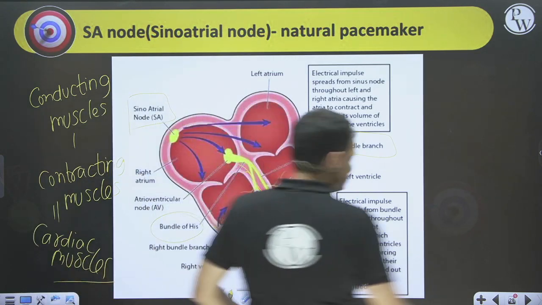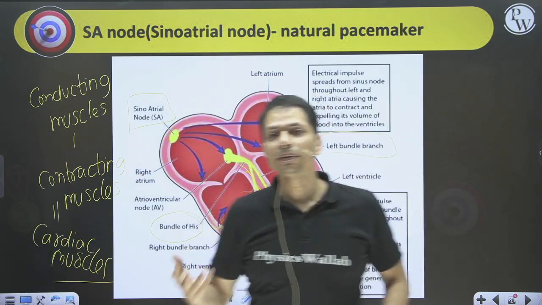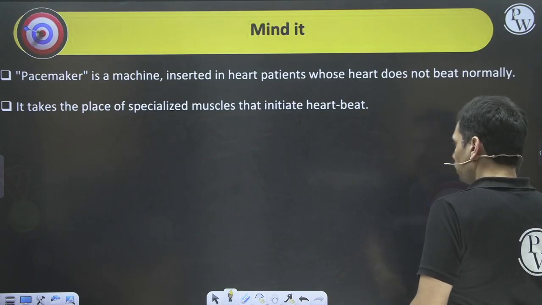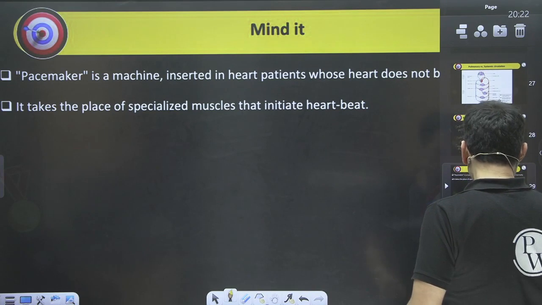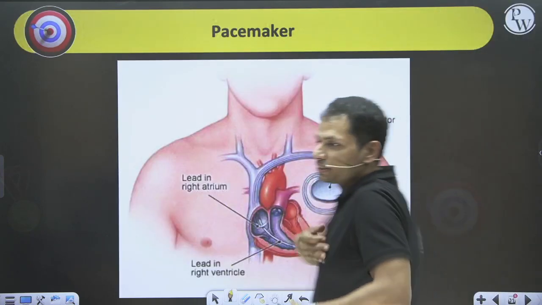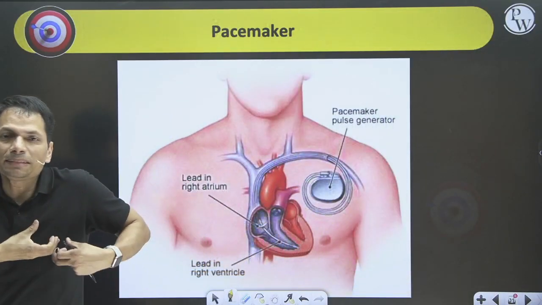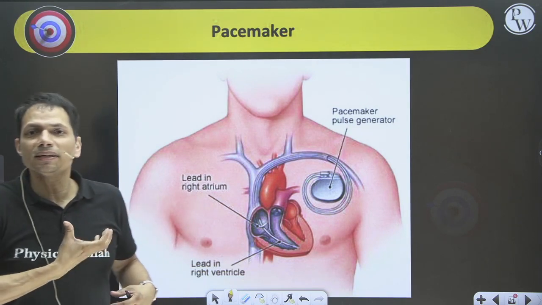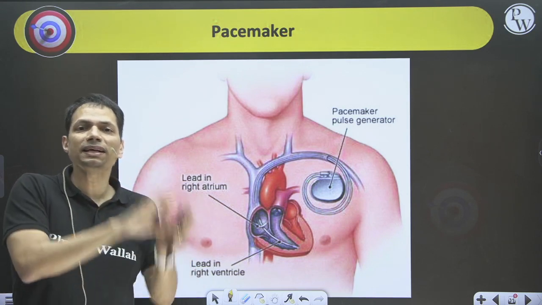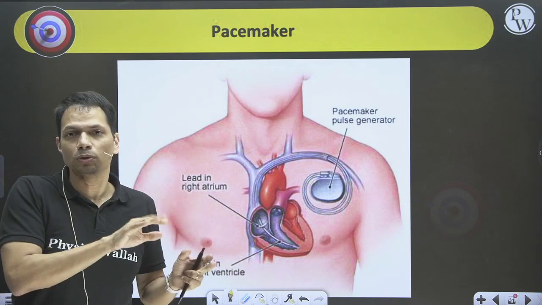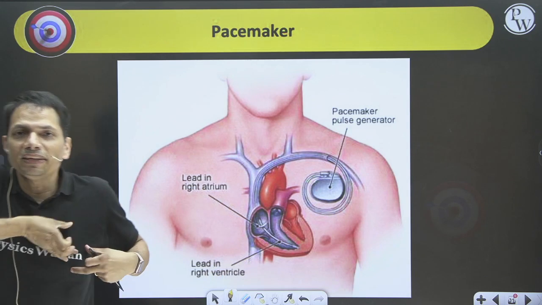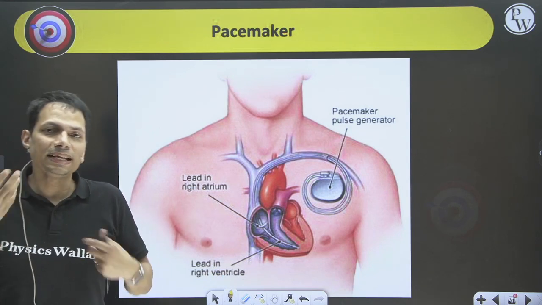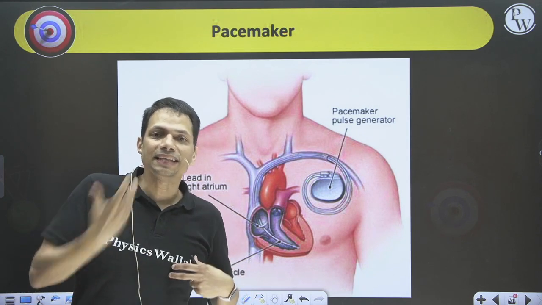Now, sometimes this SA node, for some people, stops working. So for those people, we install a thing called a pacemaker, right? In the chest, there is a pacemaker which is installed, which is a battery. So the pacemaker is a replacement of the SA node. When the SA node doesn't work, then we use an artificial pacemaker which sets the pace of the heart, which helps the heart to beat, and which basically sends the electrical impulse, right?